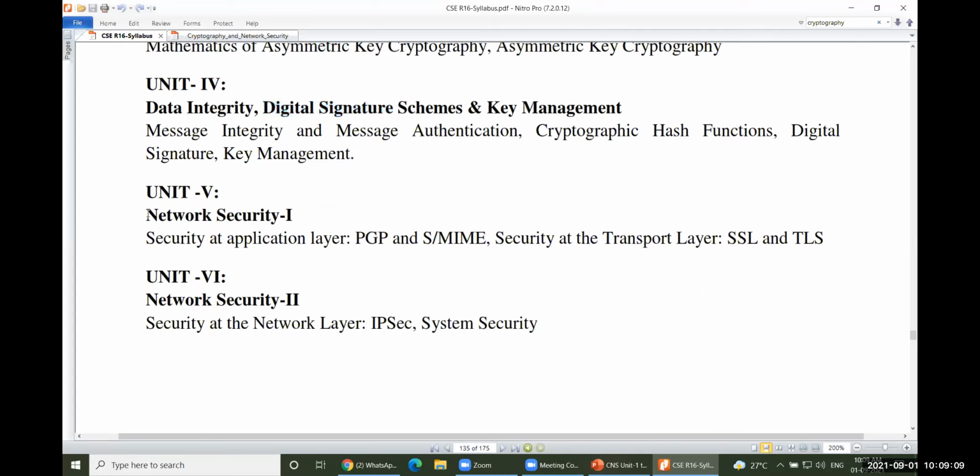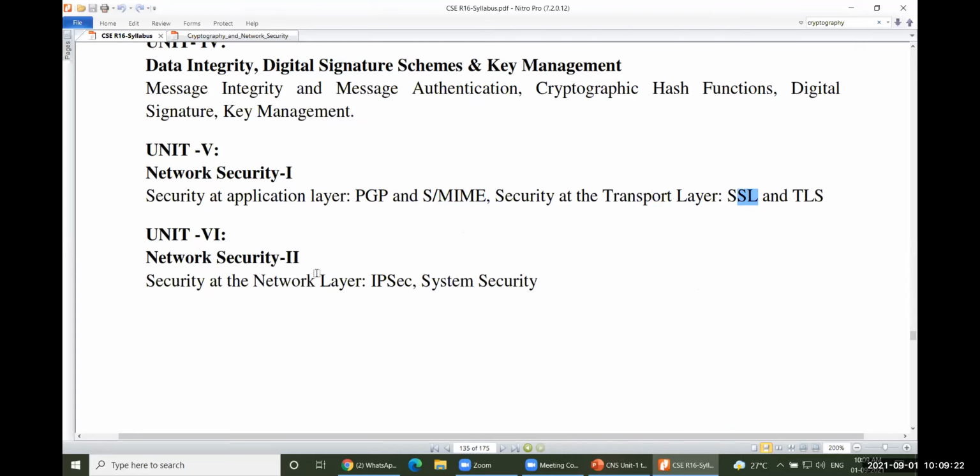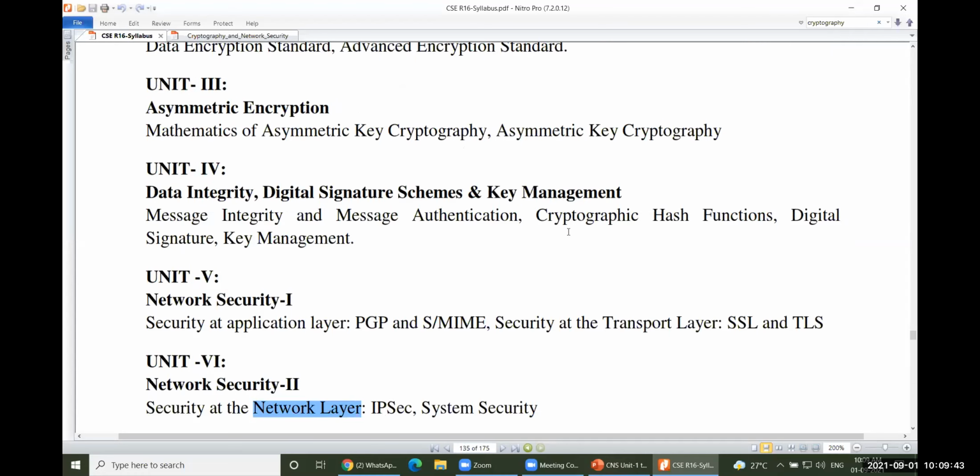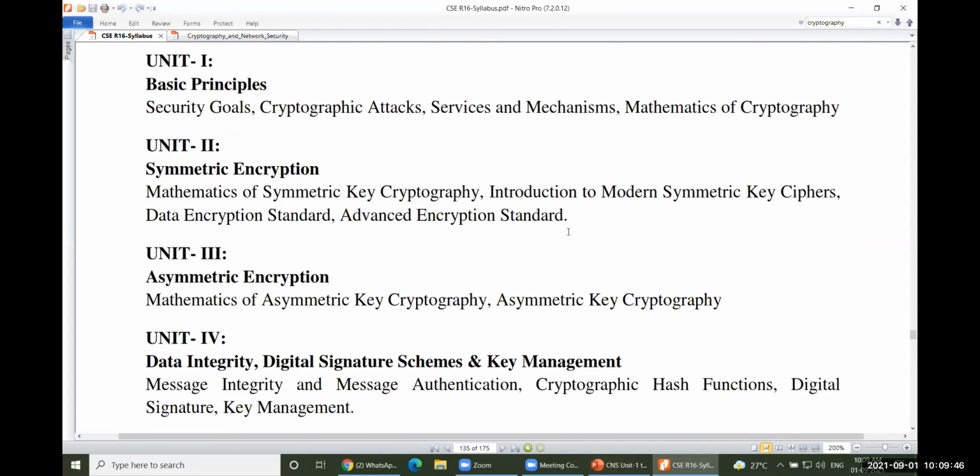And network security: what are the applications of network security? Something like PGP, S/MIME, and transport layer security, SSL, TLS, something like that. All these things are supposed to be taken in unit number 5. Unit number 6 is security at the network layer. What kind of security aspects are you supposed to follow in terms of the network layer? So these are the 5 or 6 different units we have to concentrate on in our subject.